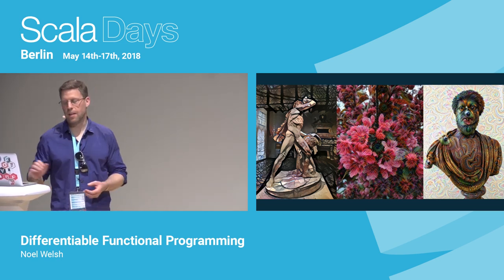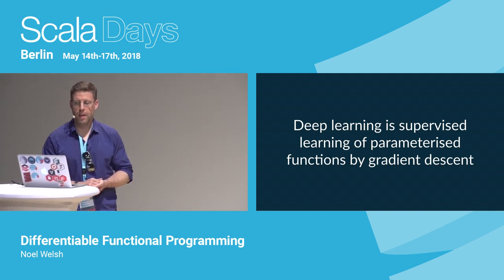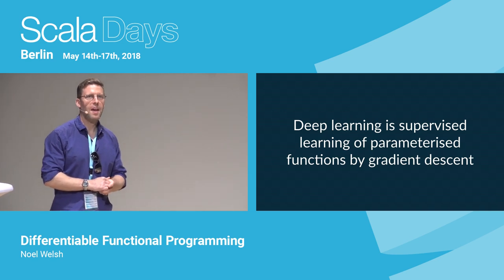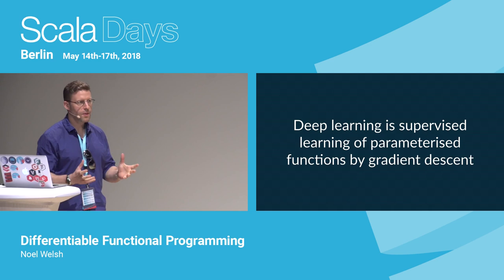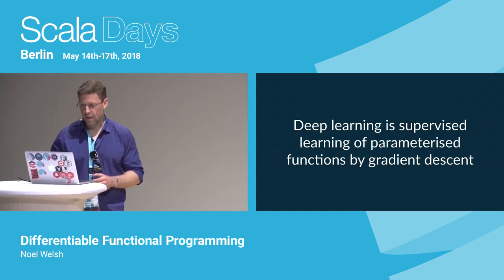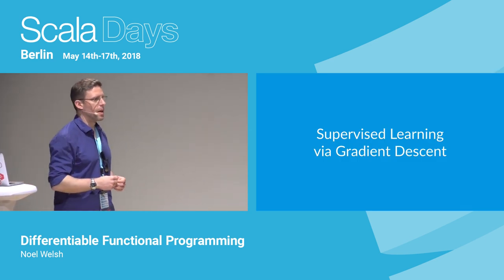But what is it actually? Well, we can say that deep learning is supervised learning, not necessarily supervised, but for our case, it's supervised learning of parameterized functions by gradient descent. Okay, that's quite a few buzzwords packed into a sentence there. So let's spend the first section of this talk unpacking those buzzwords and seeing what I mean by supervised learning of parameterized functions by gradient descent.